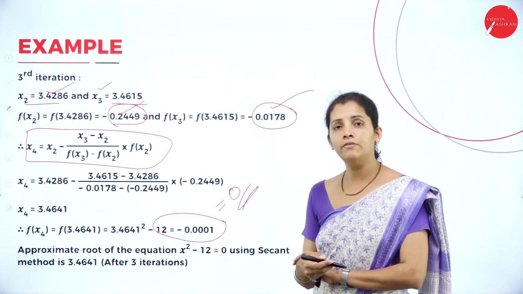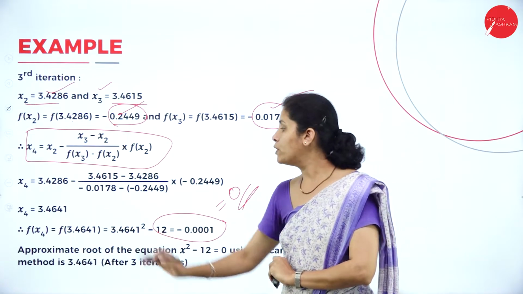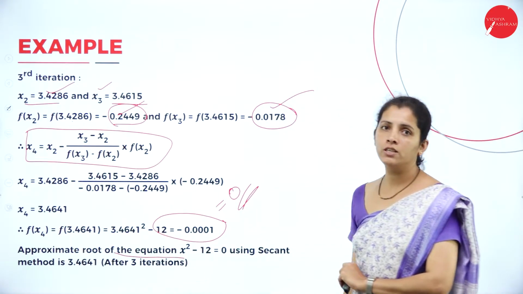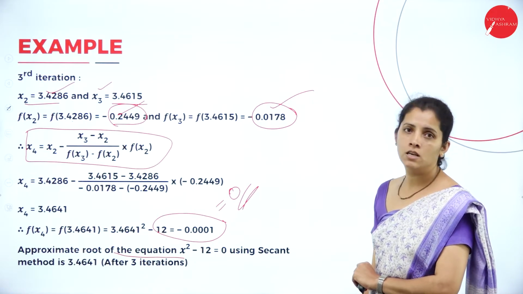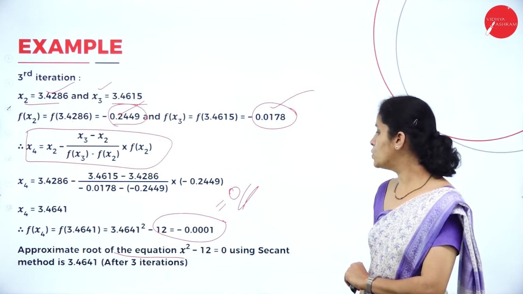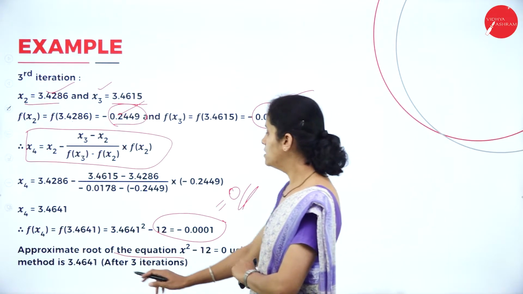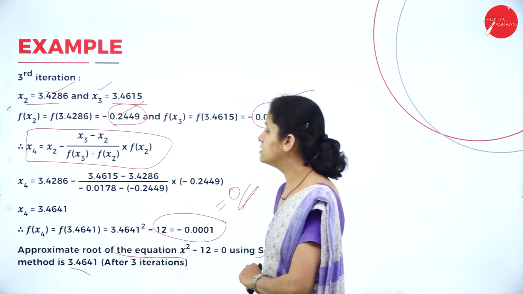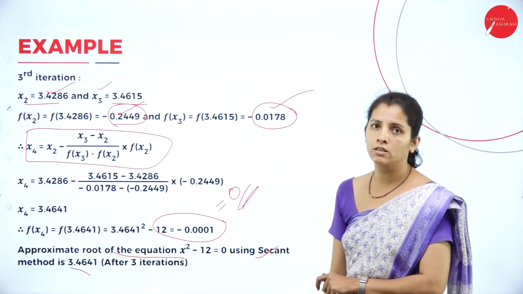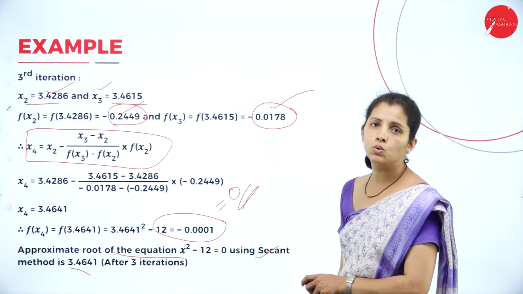Now I'm going to write the final conclusion: the approximate root of the equation x square minus 12 equal to 0 using secant method. And if I consider this one, okay, this is the exact root. So this is the exact root.